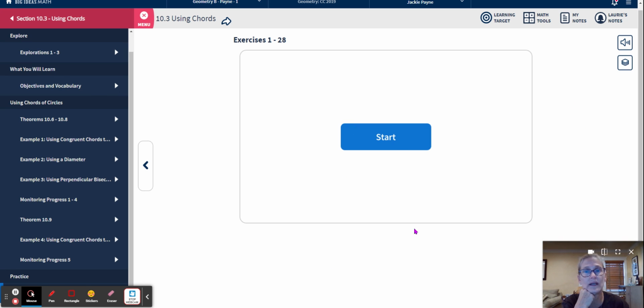Then, of course, monitoring, and it's time for our exercises. I think this assignment's only 15 problems because they get kind of involved.